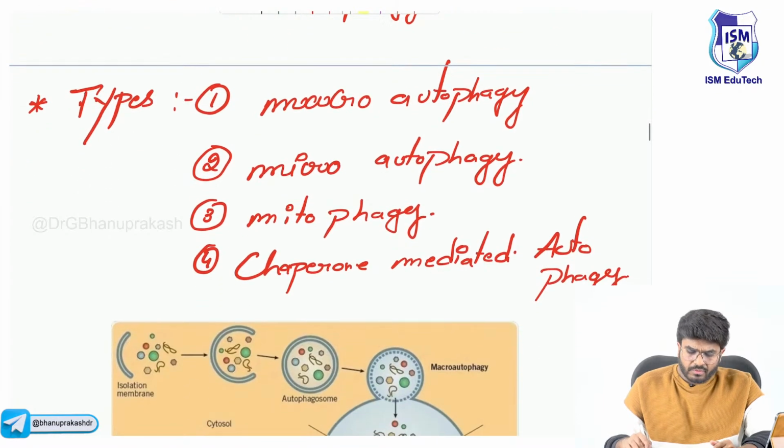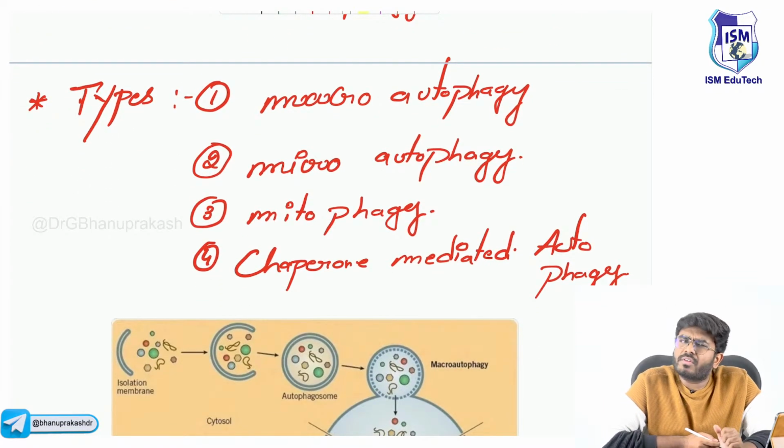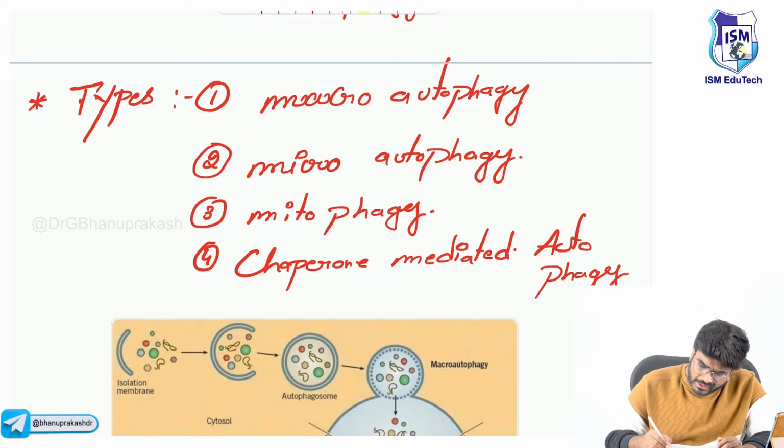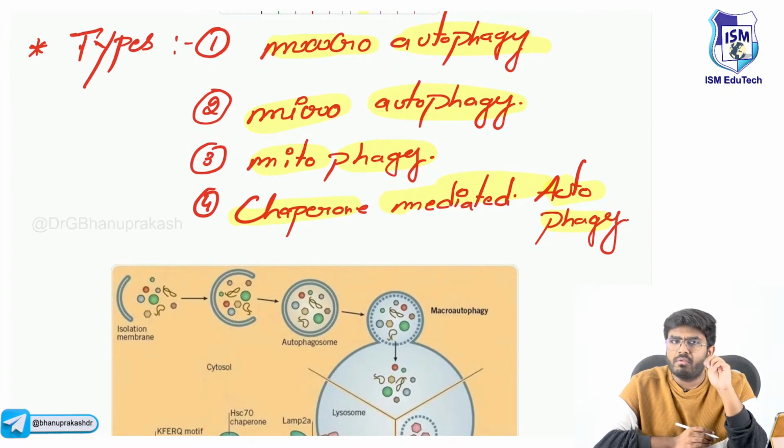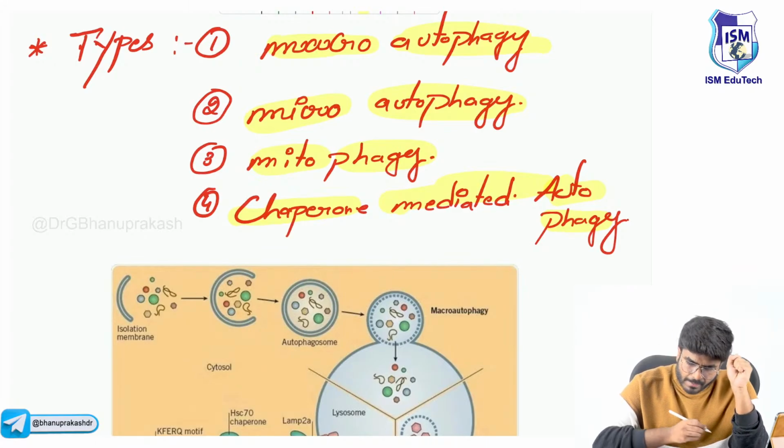Now, what you should know is the types of autophagy. How many types of autophagy are there? There are mainly 4 types of autophagy, called macroautophagy, microautophagy, mitophagy and chaperone mediated autophagy. We'll discuss them one by one. Image based questions and some important points were there which you need to know.